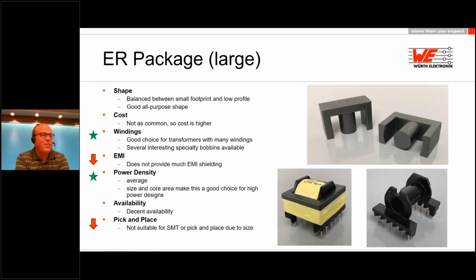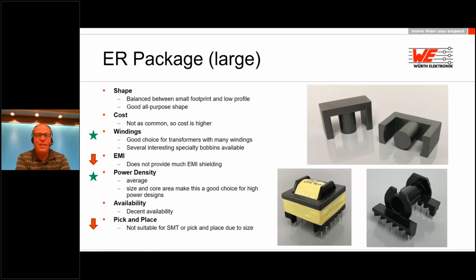So now we see the large version of the ER, and as you can see, they really don't look anything like the smaller ones. And these are available in both horizontal and vertical. These have a round bobbin barrel, and so they make really efficient use of the winding area. So they work well for high power applications. You can get good efficiency out of this type of package.